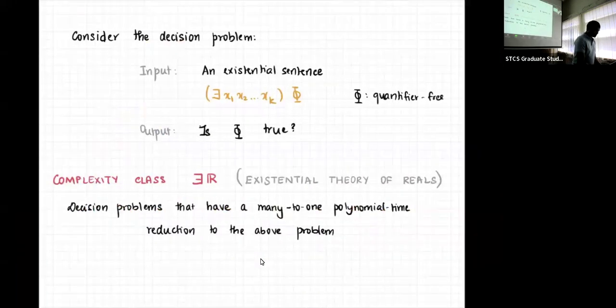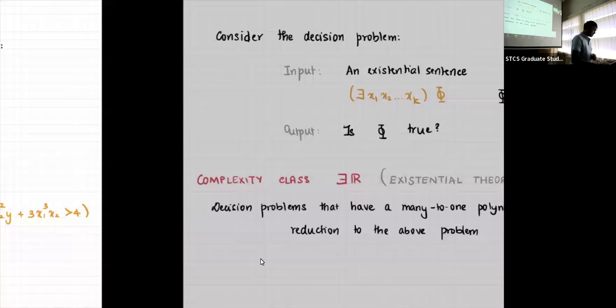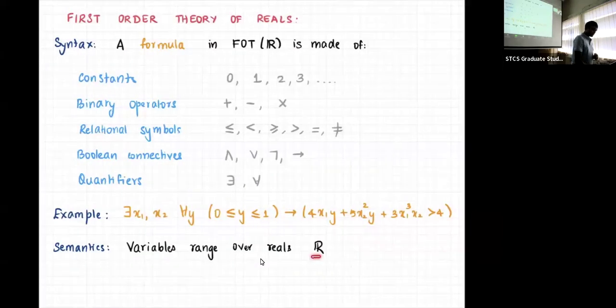Now, consider this decision problem. Suppose you are given an existential sentence, that is, there are no other free variables. Okay, there exist some variables. So what would be second order? Second order theory. Here you have variables which range over reals; there you will have variables which range over sets of reals. That will be the second order variant. Also, the constants that are allowed are only integers.